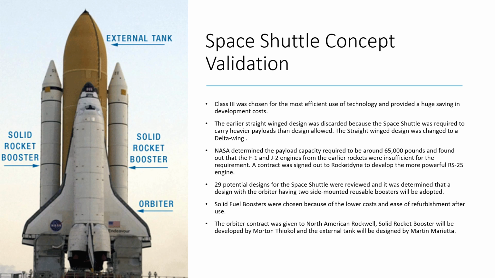NASA evaluated that the F1 and J2 engines from the earlier rockets that were in use were insufficient for the requirement. A contract was signed out to Rocketdyne to develop the more powerful RS-25 engine. 29 potential designs for the space shuttle were reviewed, and it was determined that a design with the orbiter having 2 side-mounted reusable boosters will be adopted. The design can be seen in the figure on the left side. The solid fuel boosters were chosen because of the lower cost and the ease of refurbishment after use.